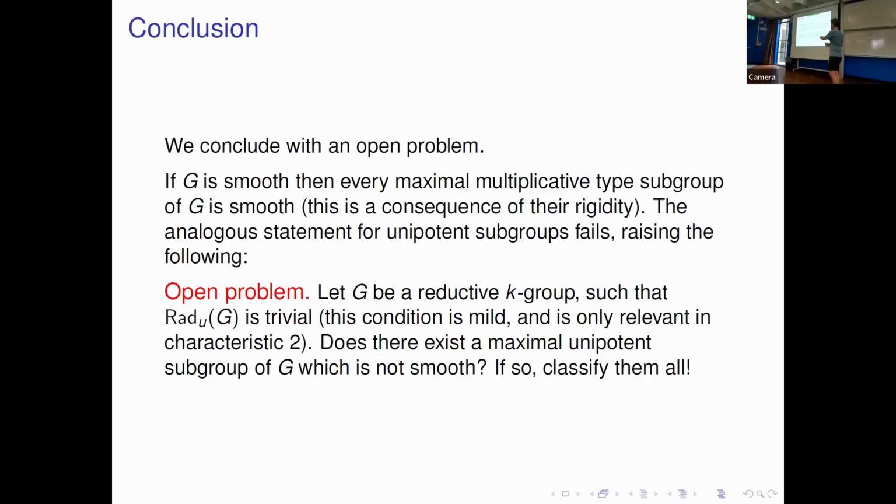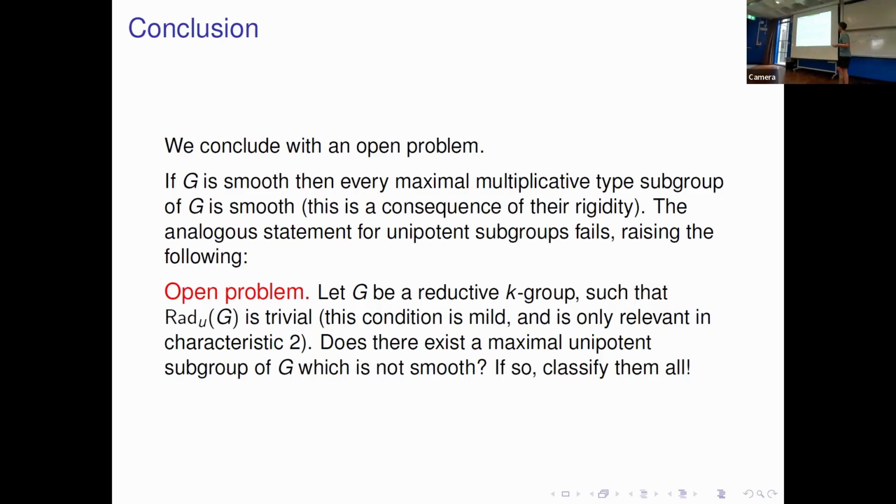The analogous statement for unipotent subgroups fails. One counterexample is PGL2 in characteristic 2. Usually when you're looking at a reductive group and you want a maximal unipotent subgroup, you take the unipotent radical of a Borel. But in PGL2 in characteristic 2, you get a little bit extra. You get the Frobenius kernel of the other group. So in fact, maximal unipotent subgroups of PGL2 in characteristic 2 are of this form: alpha_p, a semi-direct product with G_a.